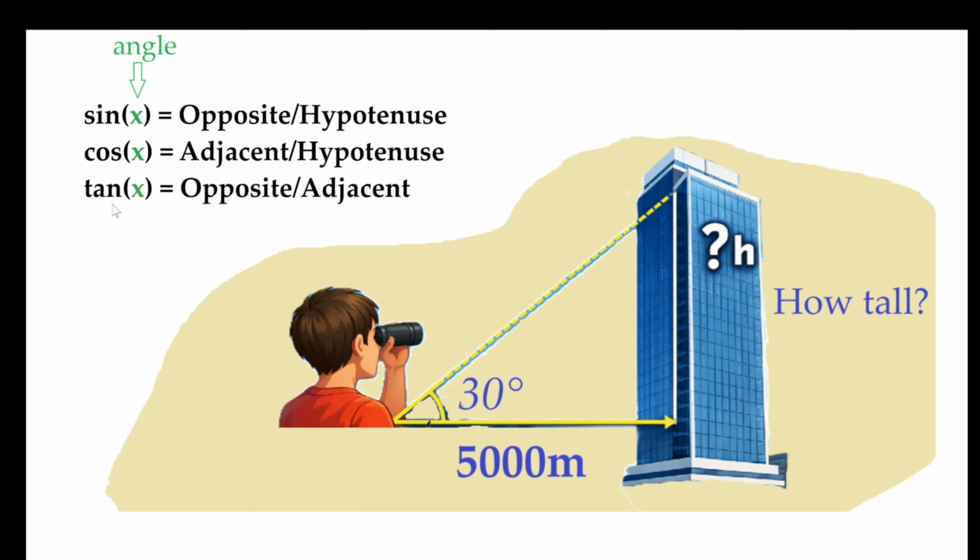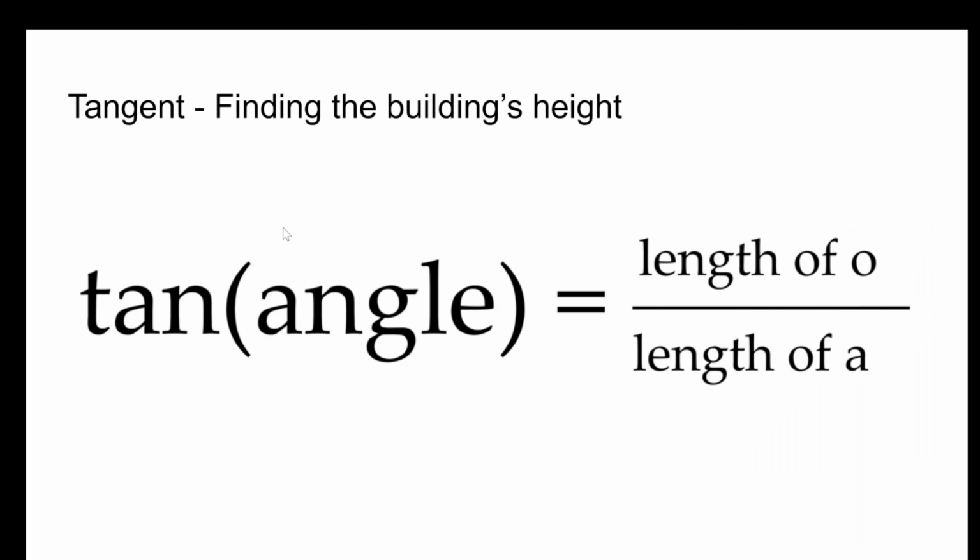So if we look at tangent, okay, we have the angle. We know the angle. We were looking for the opposite, so that's good. And we have the adjacent. Okay, perfect. So if I use tangent, I could plug in everything that I have and then solve for the opposite. So this is how we can set it up.